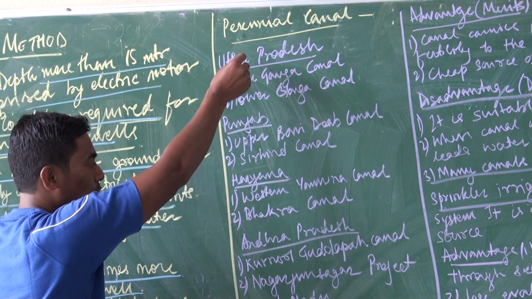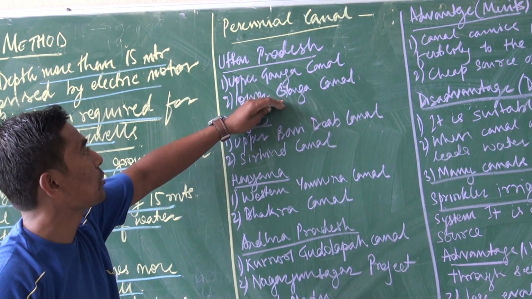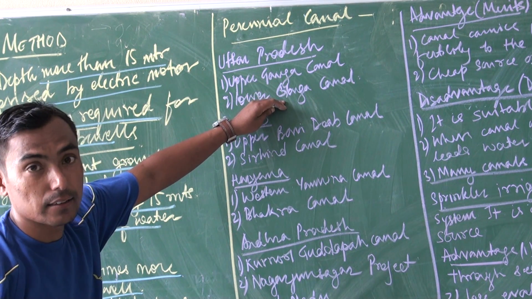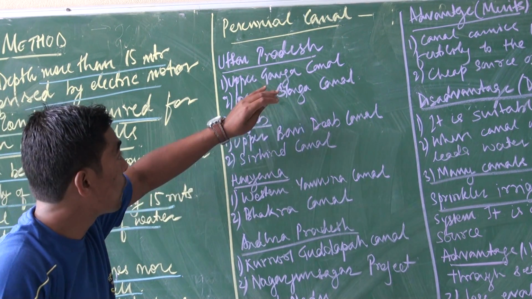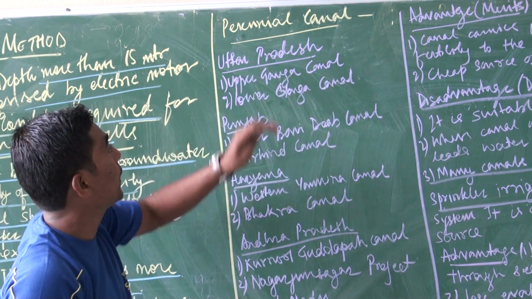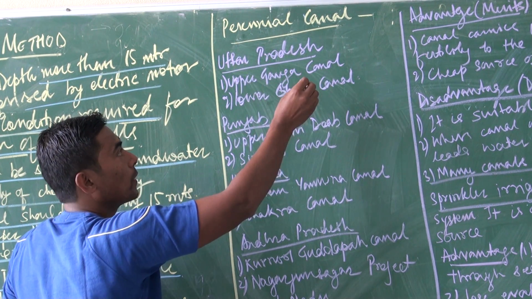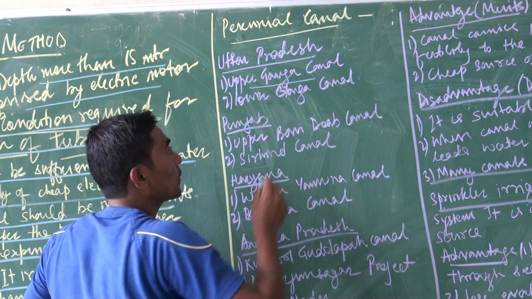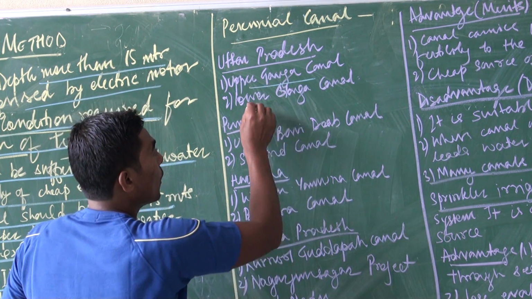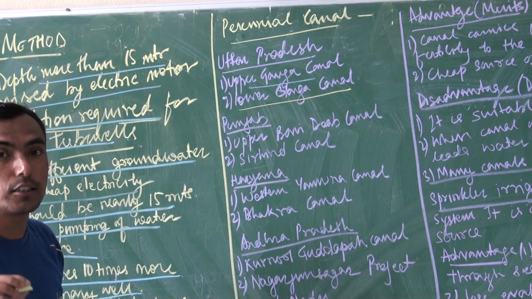Now if you look here, especially on this green board, I have mentioned the names of the states and the names of the canals. You have to go through these. It means you have to learn only in Uttar Pradesh, there are two canals which are very important. The first one is the Upper Ganga Canal. Second one is the Lower Ganga Canal. You have to learn this, it's very important.